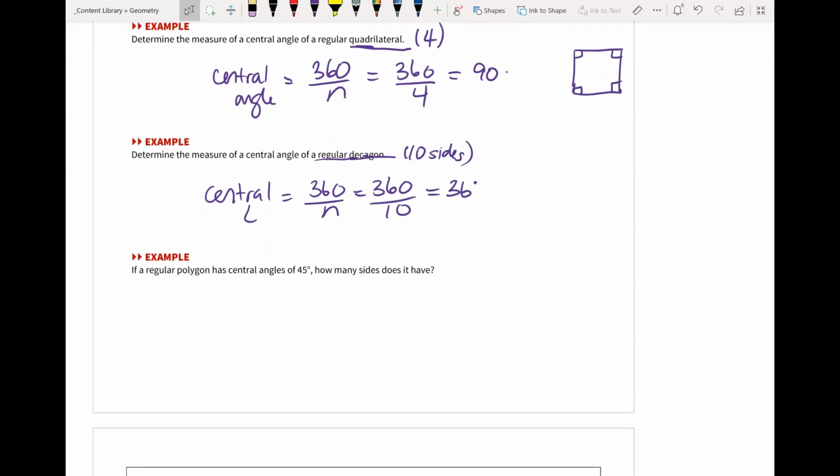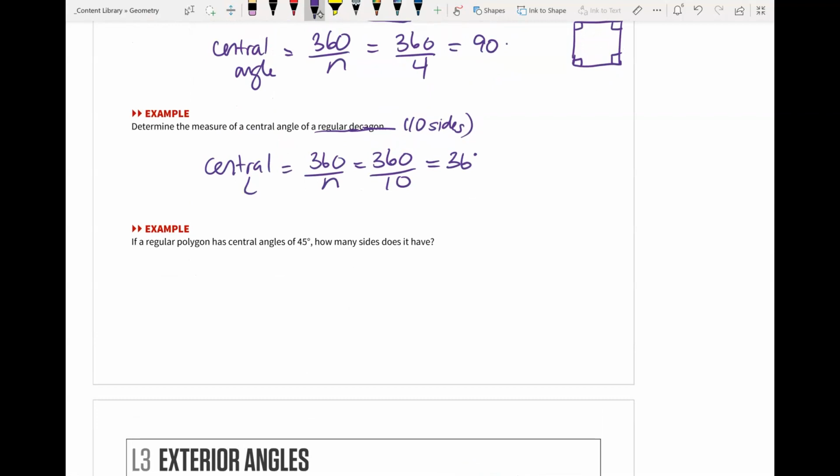For our last example here, we have a regular polygon. We already know that the central angle is 45 degrees, and we want to find the number of sides. We are going to use the same formula. The central angle is 360 divided by n. But we know what the central angle is, so I'm just going to replace the central angle with 45 degrees. And now we have an equation where we can solve for n.